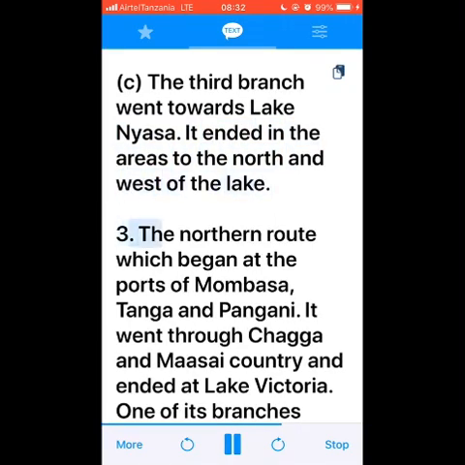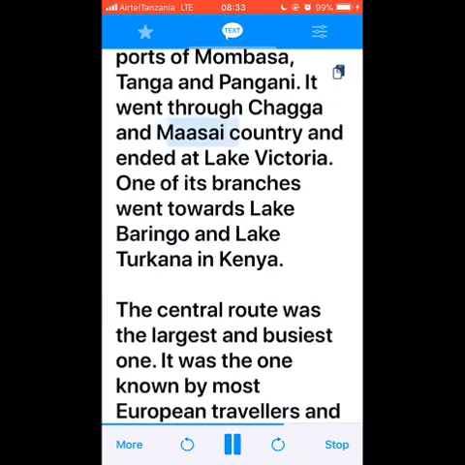3. The northern route, which began at the ports of Mombasa, Tanga and Pangani. It went through Chagga and Maasai country and ended at Lake Victoria. One of its branches went towards Lake Baringo and Lake Turkana in Kenya.